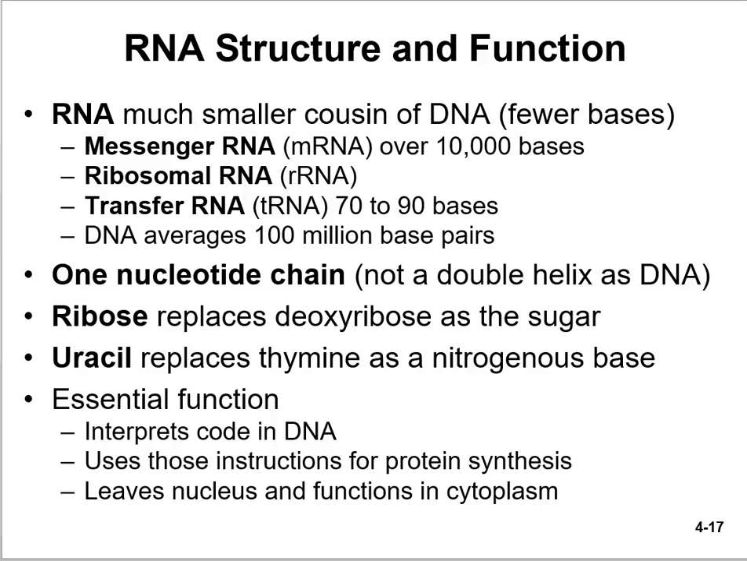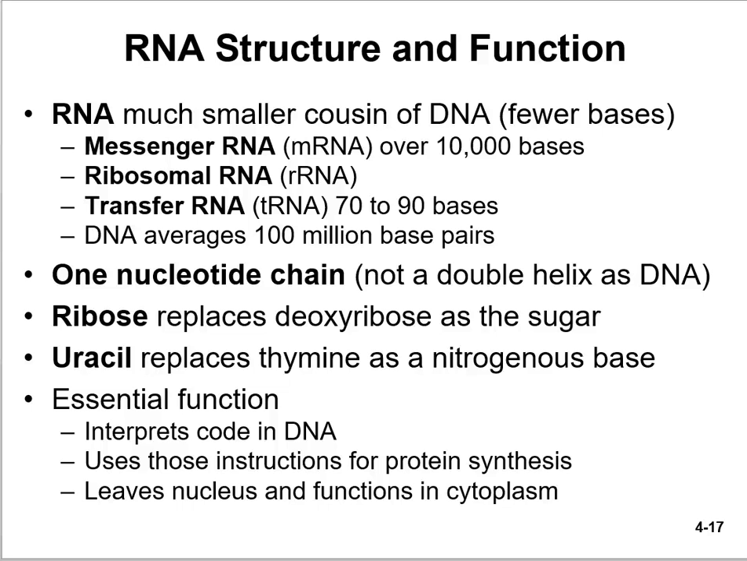RNA comes as just a one-sided nucleotide chain. It's not a double helix like DNA is. And again, some of these RNA molecules have quite the different shape. Messenger RNA is more of a straight chain, which is just a one-sided nucleotide chain. Ribosomal RNA kind of looks like clumps, and transfer RNA is a nucleotide chain that's been folded in kind of a cloverleaf format.